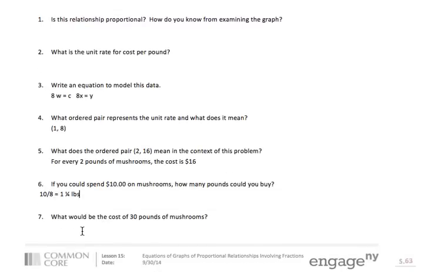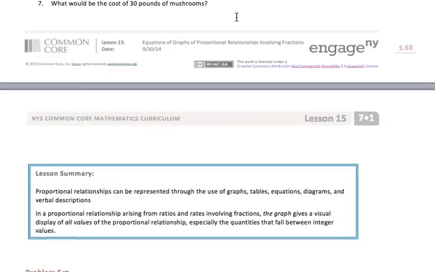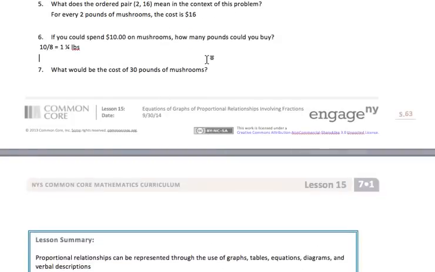And the cost of 30 pounds of mushrooms, we would calculate by multiplying, we'll do it up here, by multiplying 30 times 8, since 8 is our rate, and that cost would be $240.